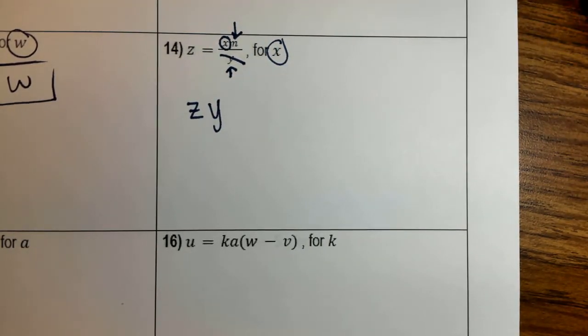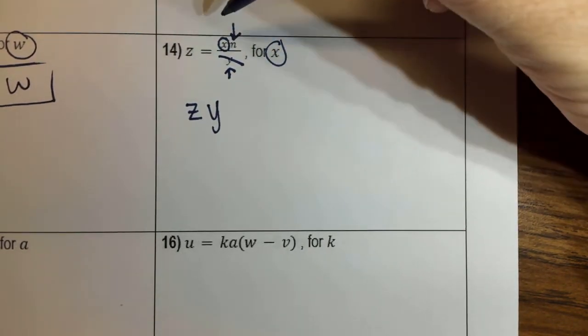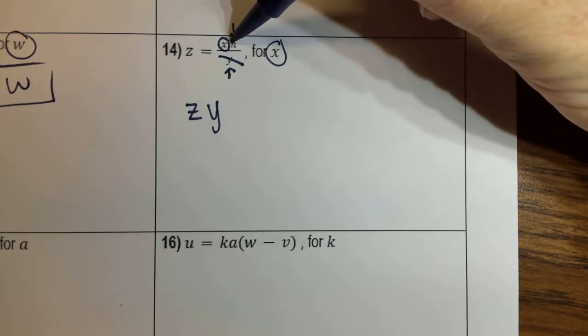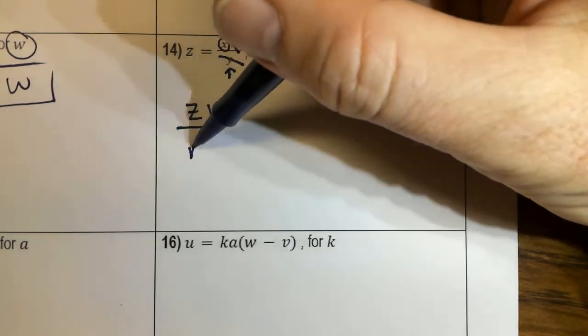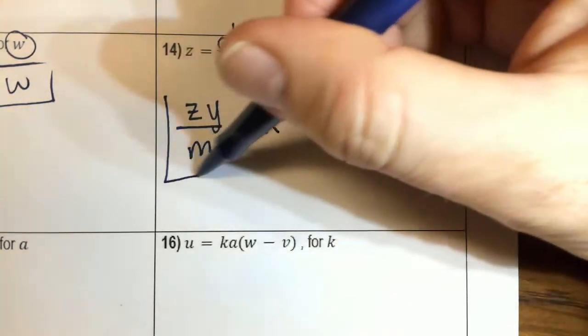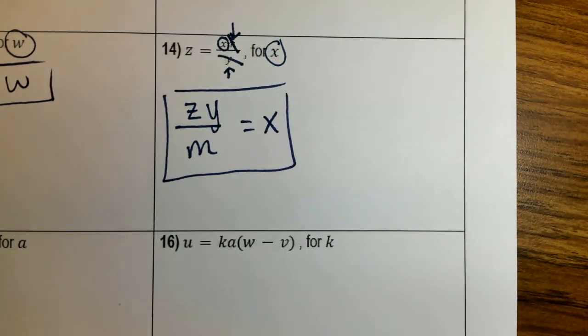Okay, so Z times Y. And then up the top, because it's X times M, to move M, I would do divided by M. And then I'm left with equals X. That's my answer.